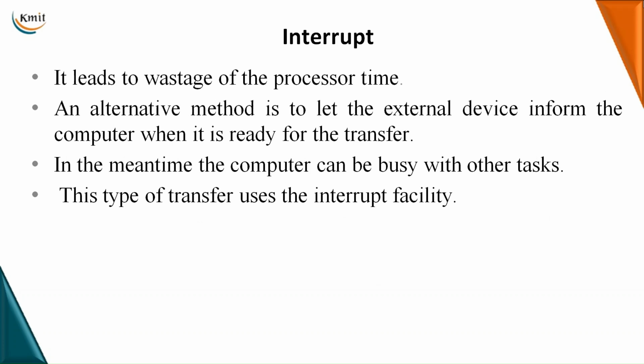In order to overcome this disadvantage, an alternative method is to let the external device, whether it is an input device or an output device, inform the computer whenever it is ready for the transfer of information. In the meantime, the computer or processor can be busy with other tasks, executing some other programs. This type of transfer makes use of a facility called interrupt.